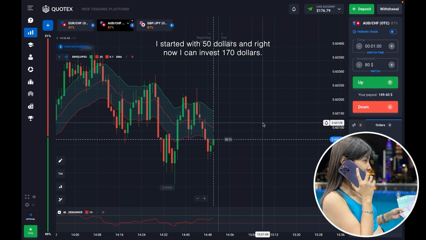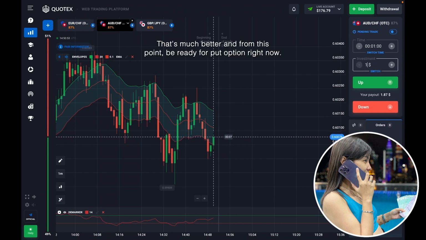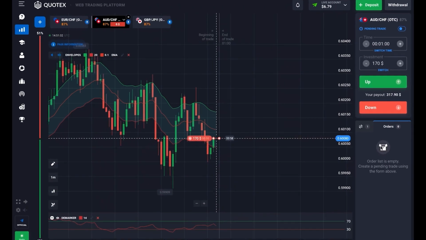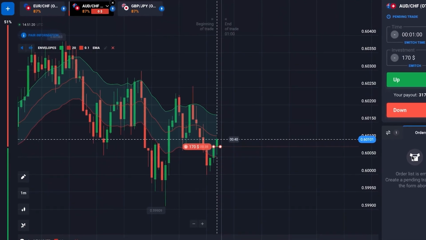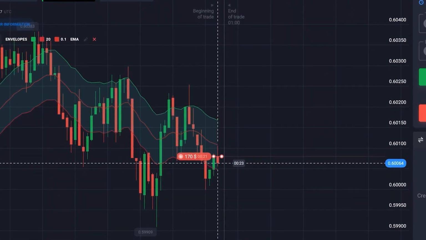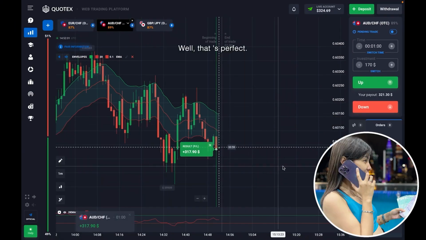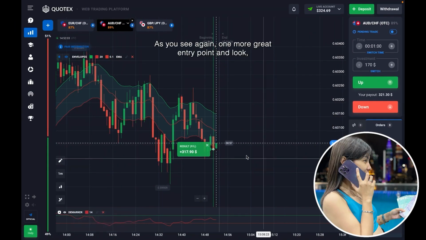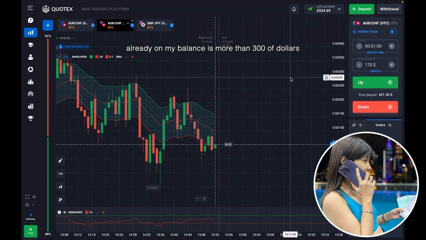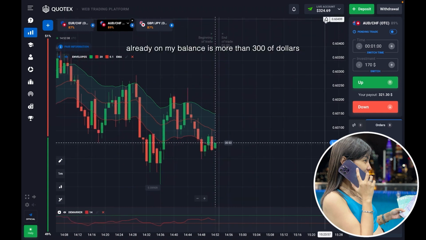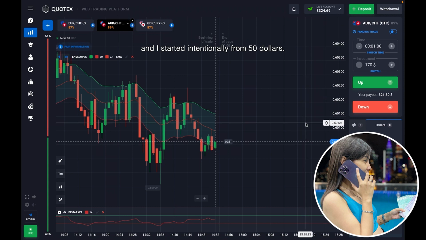And I started with $50, and right now I can invest $170. So that's much better from this point and ready for put option right now. So well, that's perfect. As you see again, one more great entry point. And look, already on my balance is more than $300. And I started intentionally from $50.